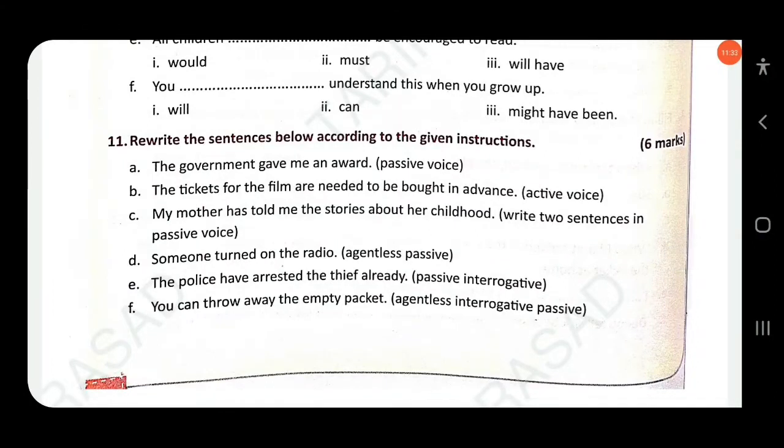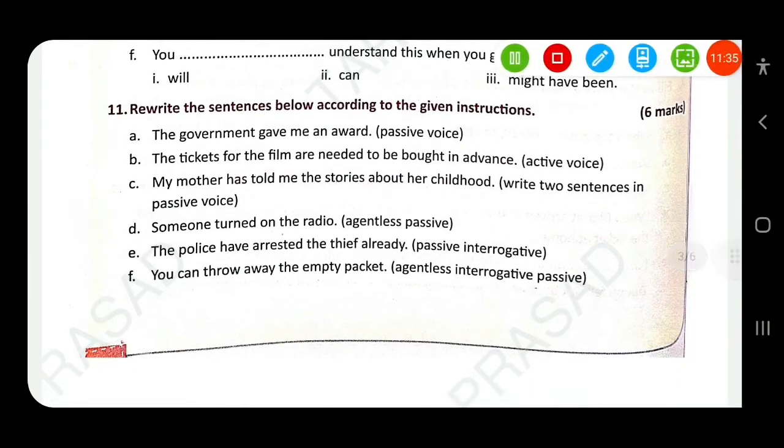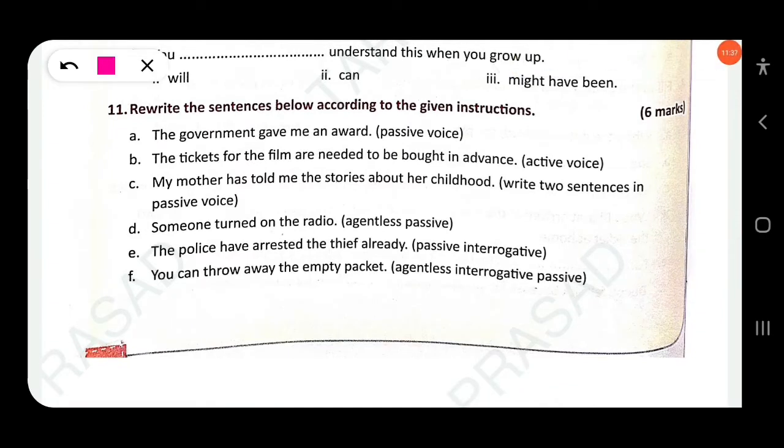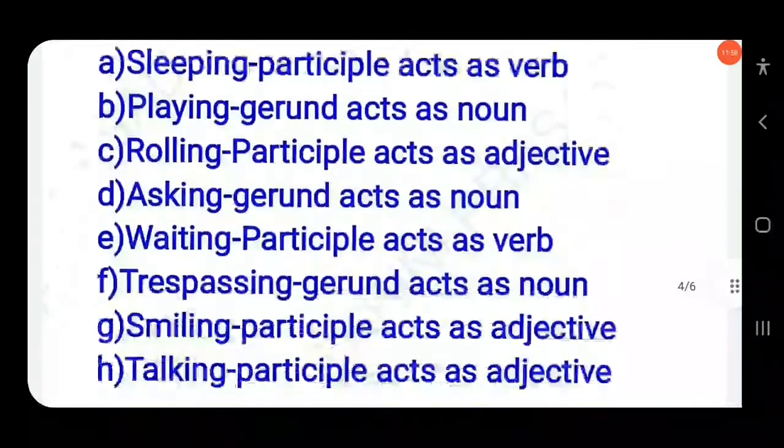Then next, rewrite the sentences below according to the given instructions. The government gave me an award. So you have to change it into passive. As you know, when you change active into passive, first you should know the tense of the verb. Simple past, here gave. And how many objects are there? There are two objects, me and also an award. That means its passive can be represented in two ways. So here you can write.